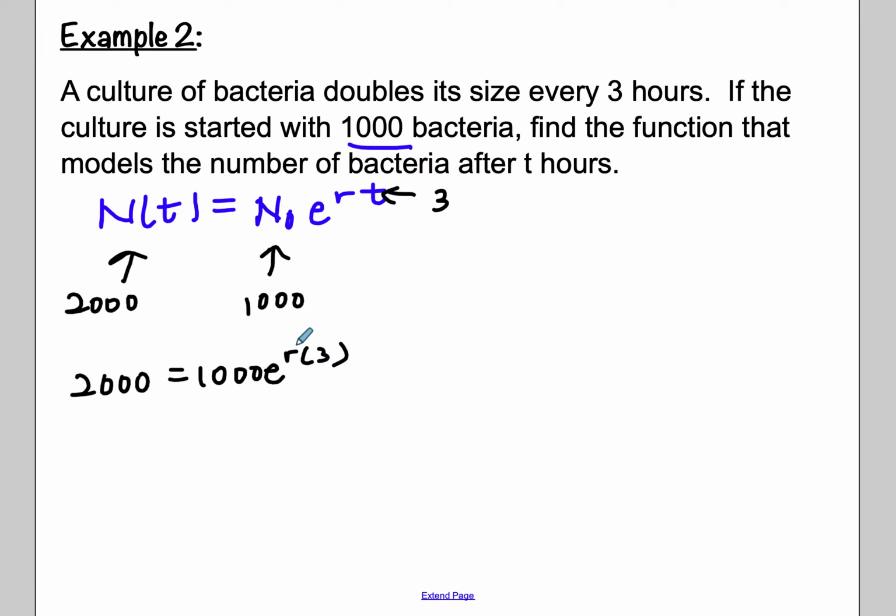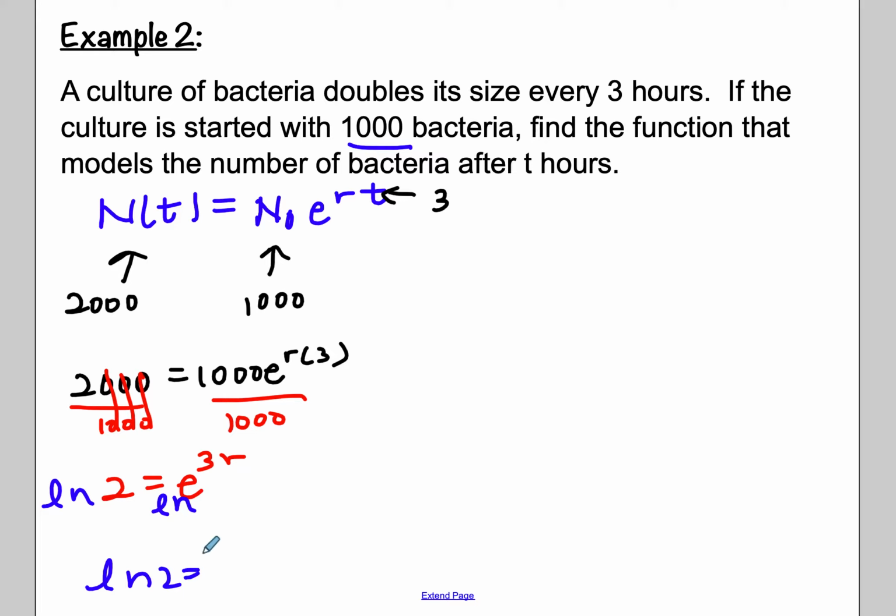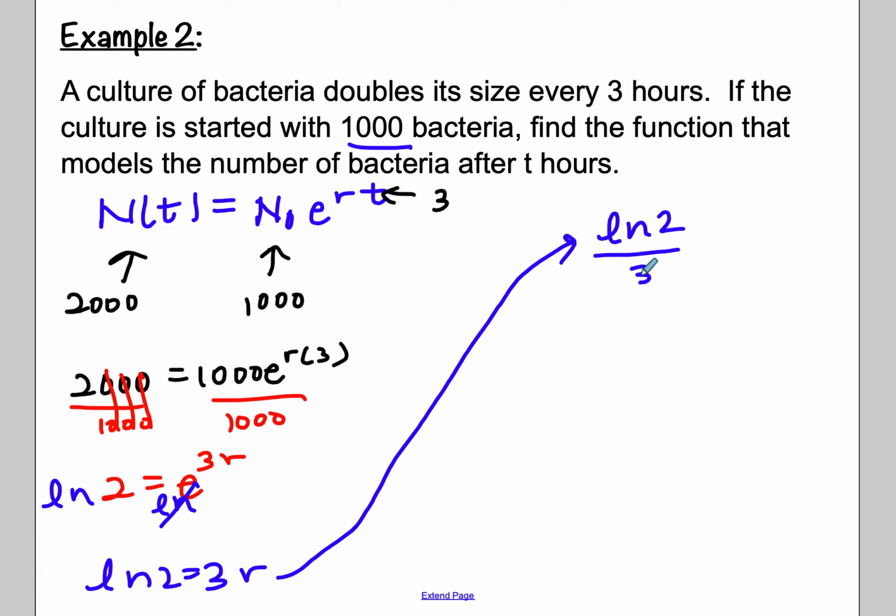And in order to find the function, I would need to know my rate. So I'm going to solve this for my rate. Same steps as before. In our last problem, we would divide both sides by 1,000. My zeros cancel. I have 2 divided by 1, so I have 2 equals e to the 3r. Then we go ahead and take the natural log on both sides. So I got ln of 2 equals, ln and e cancel, so I have 3r. And then to solve for r, I would divide both sides by 3. So I have ln of 2 divided by 3 equals r. Okay, so there is my rate.